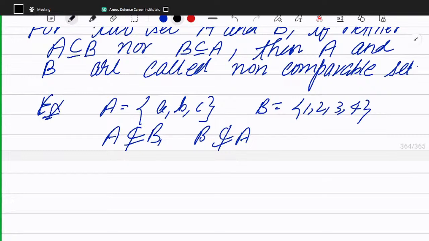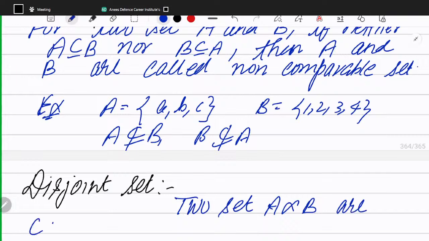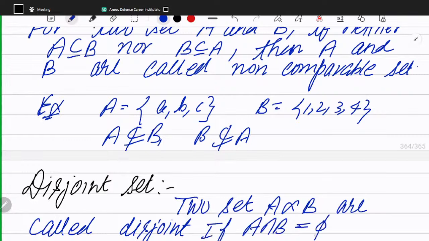Now the next heading is disjoint set. Two sets capital A and capital B are called disjoint if A and B have no element in common. Both sets A and B are disjoint sets.